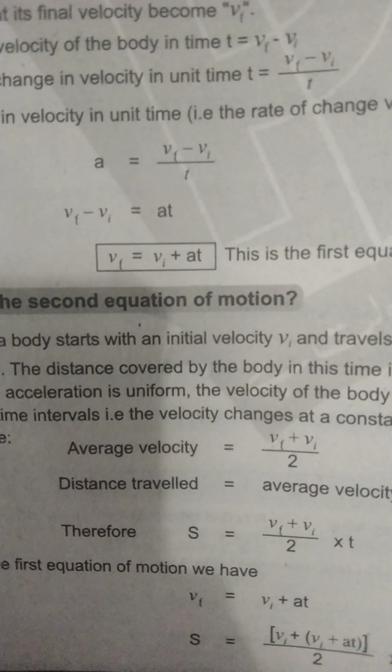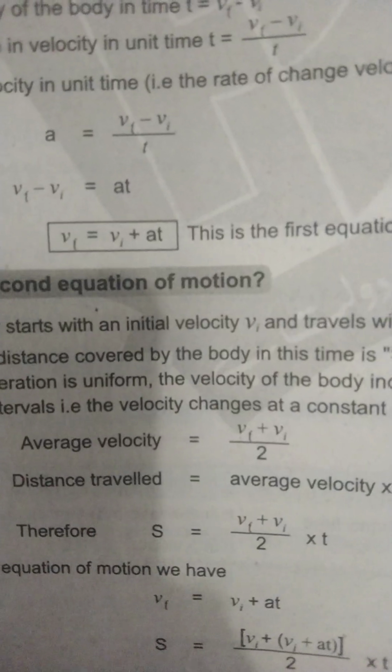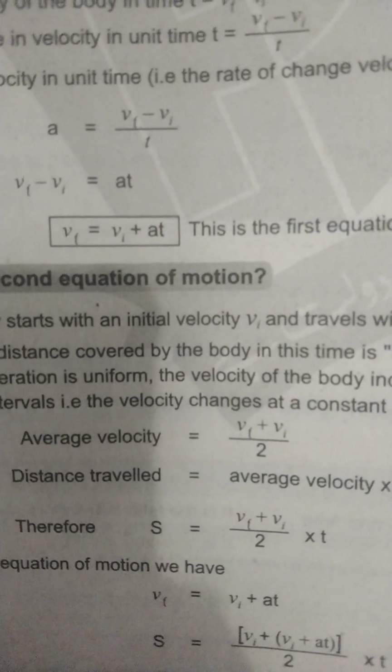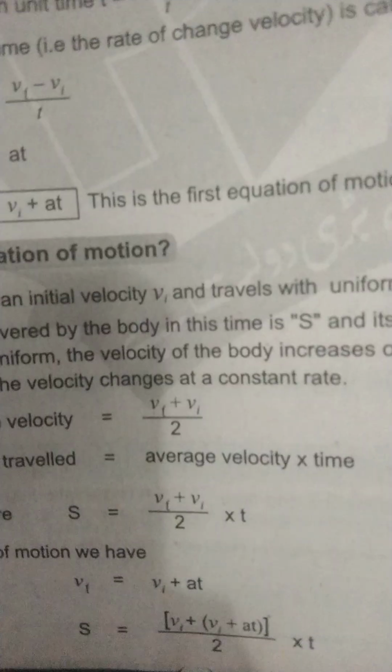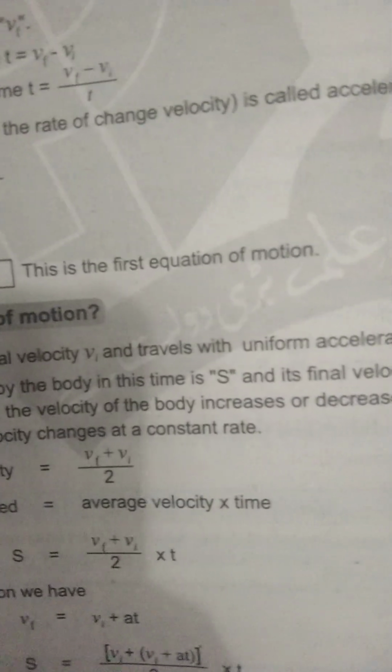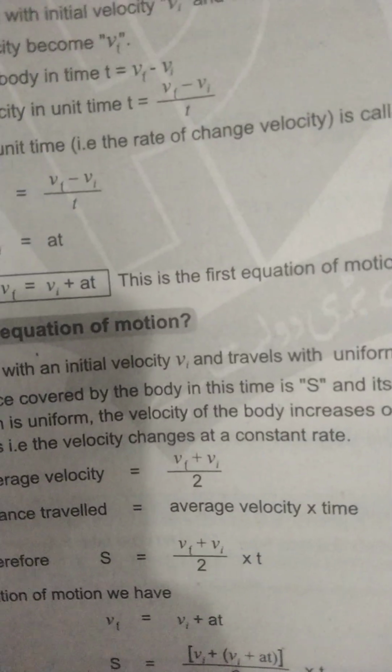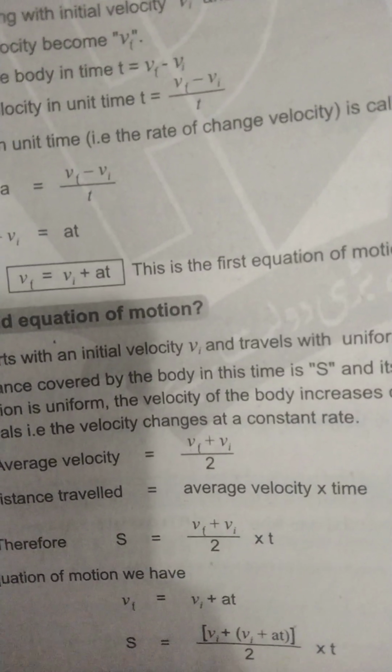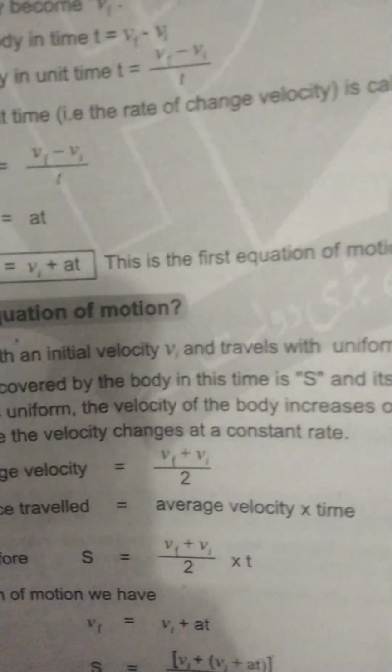Then the first equation of motion, Vf is equal to Vi plus at, is easily remembered by every student. But what about this one? S is equal to Vi plus Vi plus at upon 2 into t.